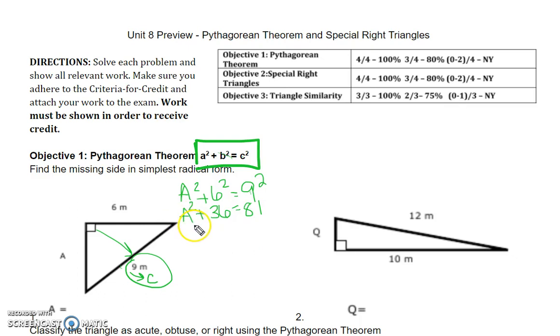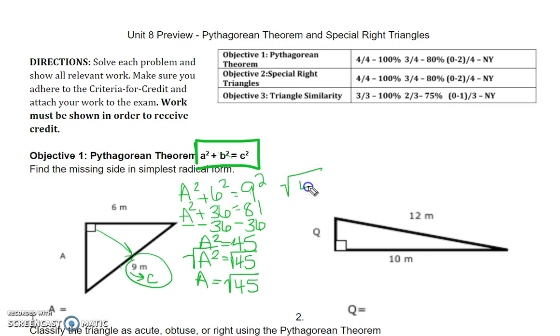I need to solve for a squared, so that means I need to move the 36 by subtracting 36 from both sides. I get a squared is equal to 45. And I need to get rid of the square, so I'm going to square root both sides. And a is equal to the square root of 45. Now it says simplest radical form. This was a skill you learned in Algebra 1, and we've used it off and on in geometry.